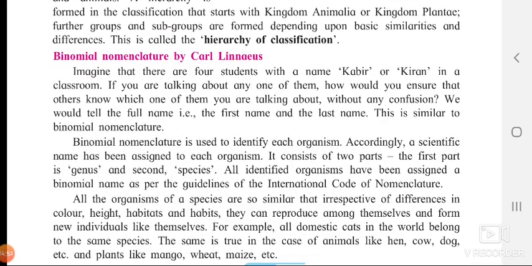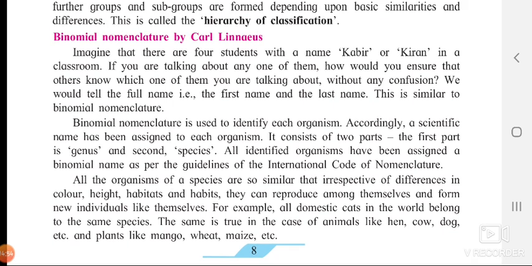Now, what is the binomial nomenclature by Carl Linnaeus? We will just see. Imagine there are 4 students with the name Kabir and Kiran in the classroom. If you are talking about any one of them, how would you ensure that others know which one you are thinking about? If right now I am speaking about one of the students, that is Kiran, and there are 2 or 3 Kirans in the class, how are they going to understand whom the teacher is speaking about? So there will be confusion. We could tell the full name, that is the first name and the last name.